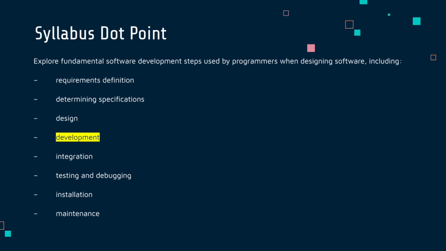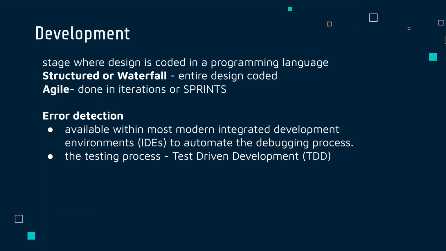Okay, Year 11, the fourth stage of the software development cycle, which we are going to look at today, is development. The development stage is pretty much exactly as the name denotes. It's the stage where the design is actually coded into an appropriate programming language.